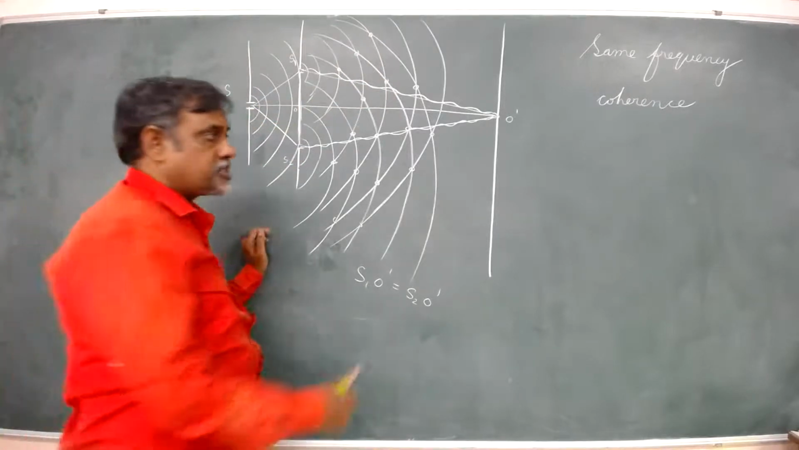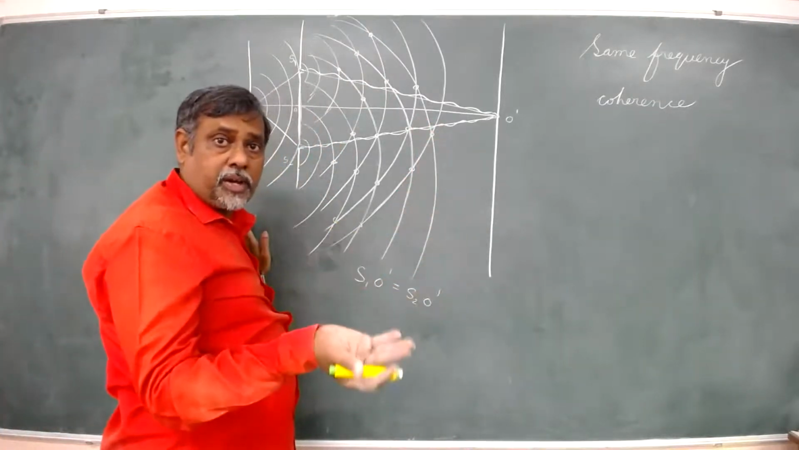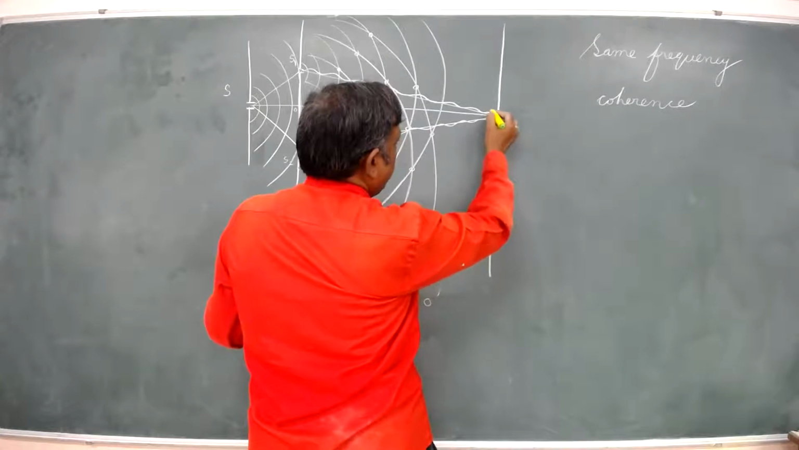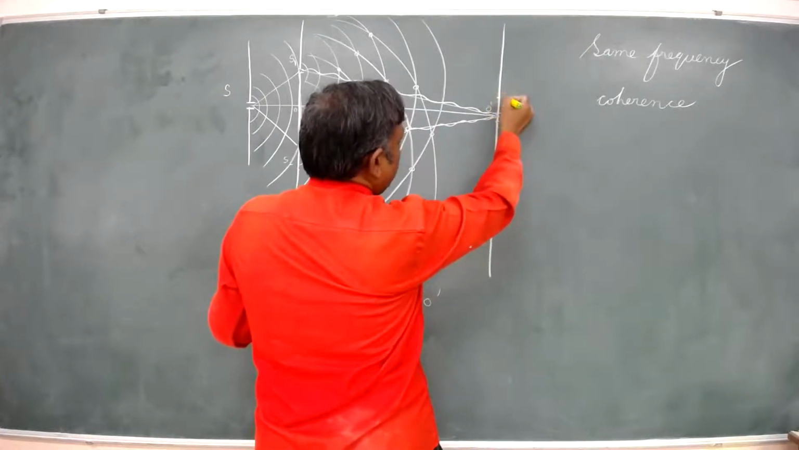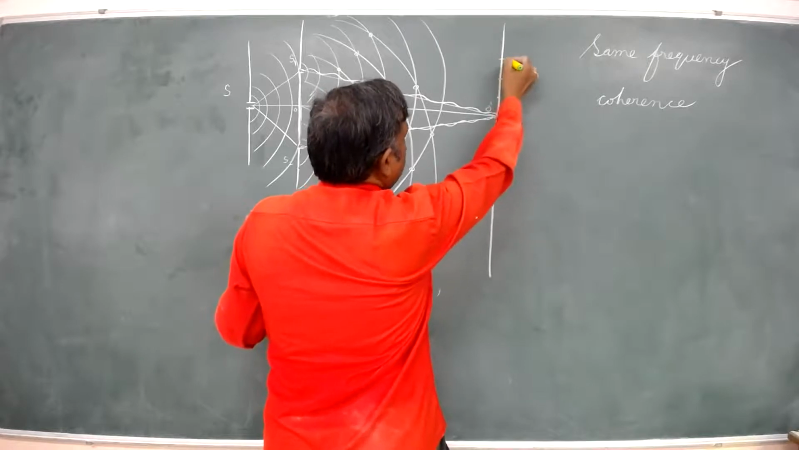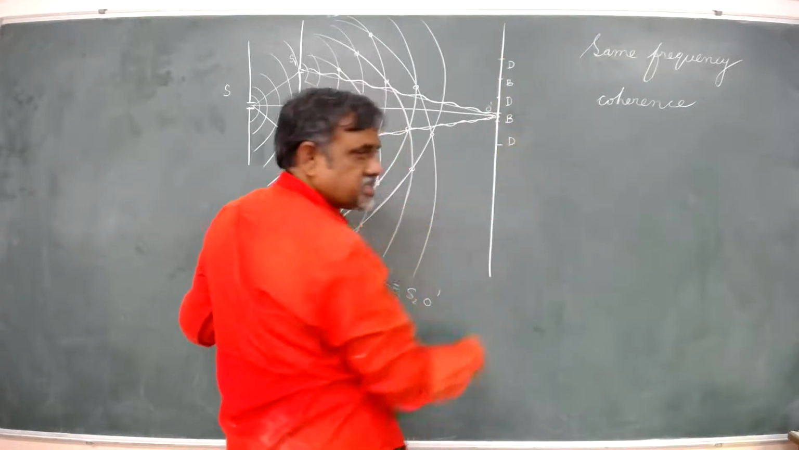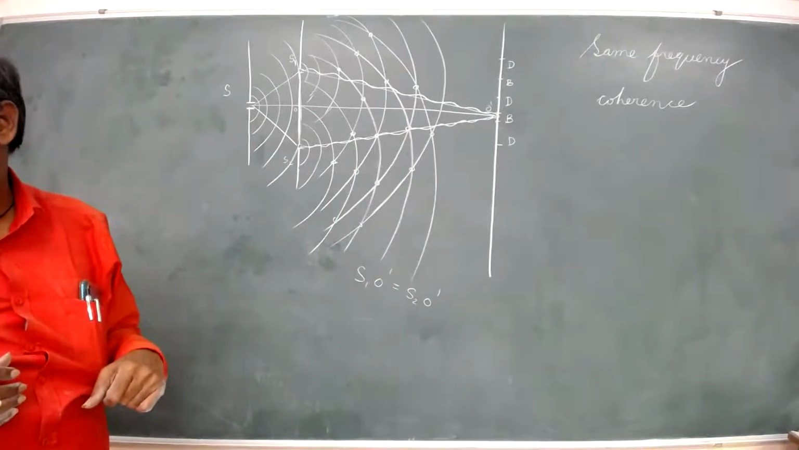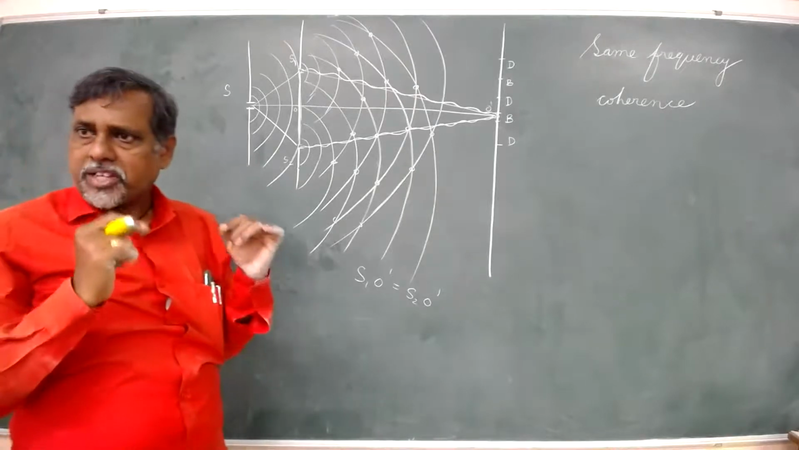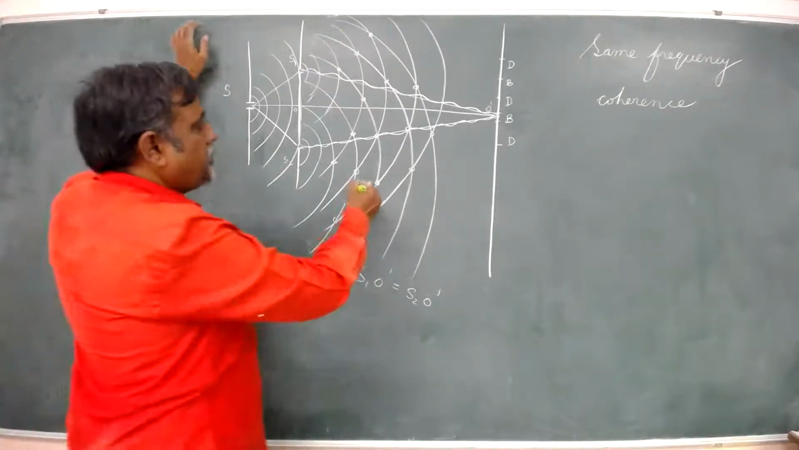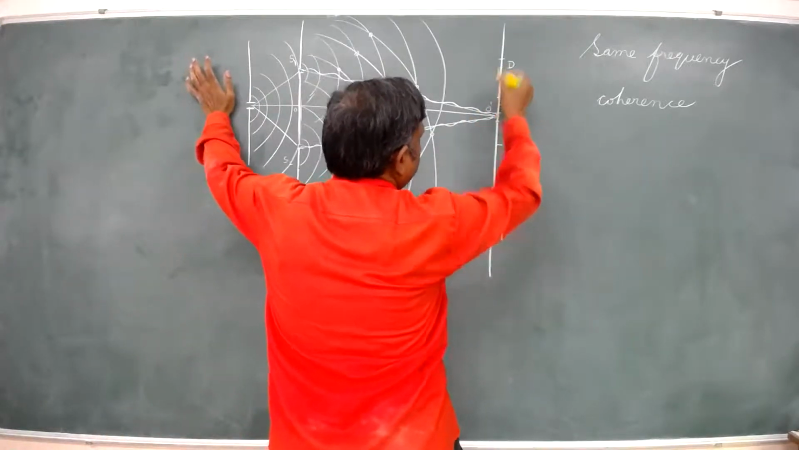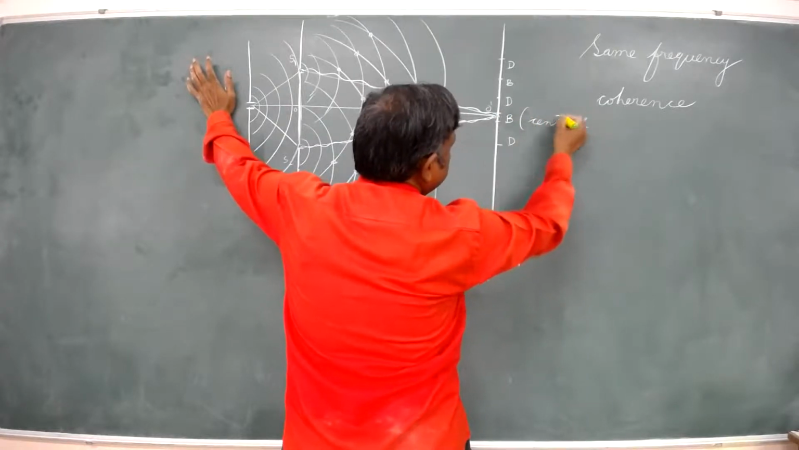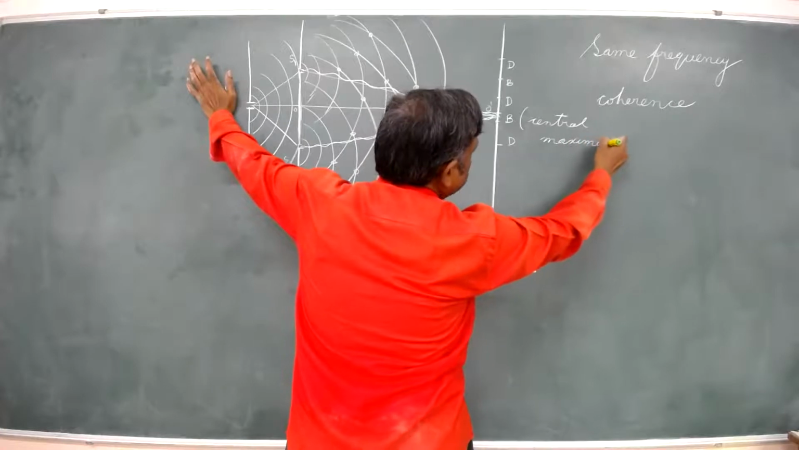But what about the remaining bands? The remaining bands could be bright ones or dark ones. When the bright band is obtained here at the point O dash, next the dark band will be here, next the bright band here, dark band here, and so on. So the series of bright and dark bands will get formed. This central bright band is called the central maximum.